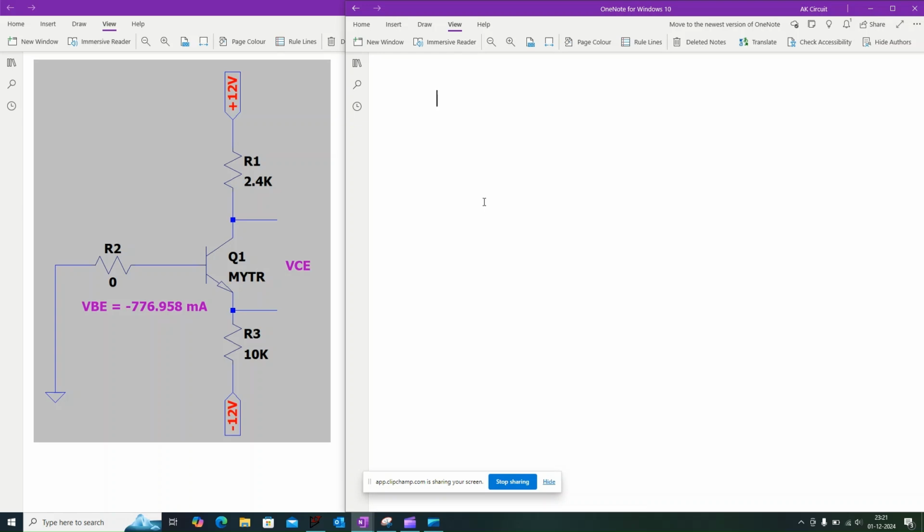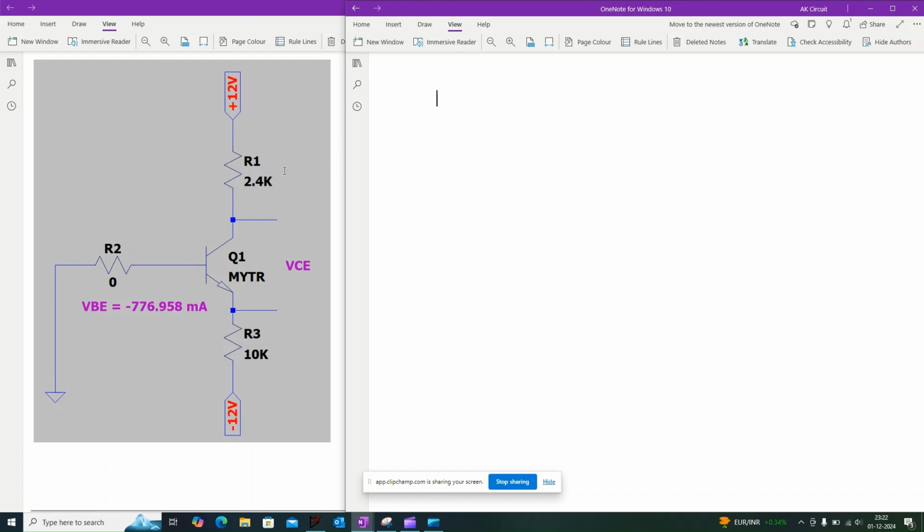Hi everyone. Today we are going to discuss a BJT circuit. Here we are considering the NPN transistor and the resistances, which we have considered with a tolerance of plus or minus 10%. We are going to calculate the maximum and minimum voltage across the collector to emitter junction.